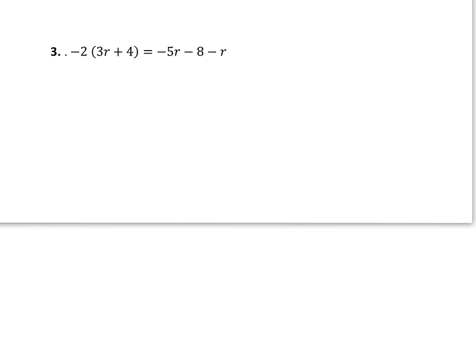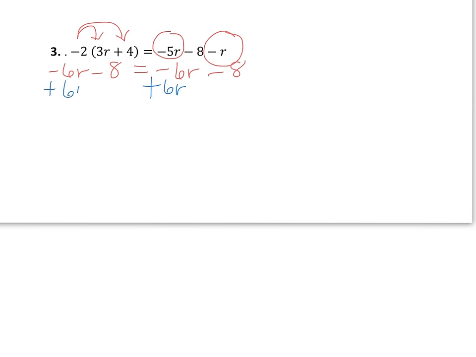Now in example 3, I'm going to distribute the negative 2 times 3r, negative 2 times 4. So now I have negative 6r minus 8. And I notice I can also combine like terms, so I can combine the negative 5r and the negative r, which is negative 6r, and bring down minus 8. So now I'm going to collect my variable terms onto one side, so I go plus 6r, and I notice that they become 0, so they both cancel out. And I'm left with negative 8 equals negative 8.